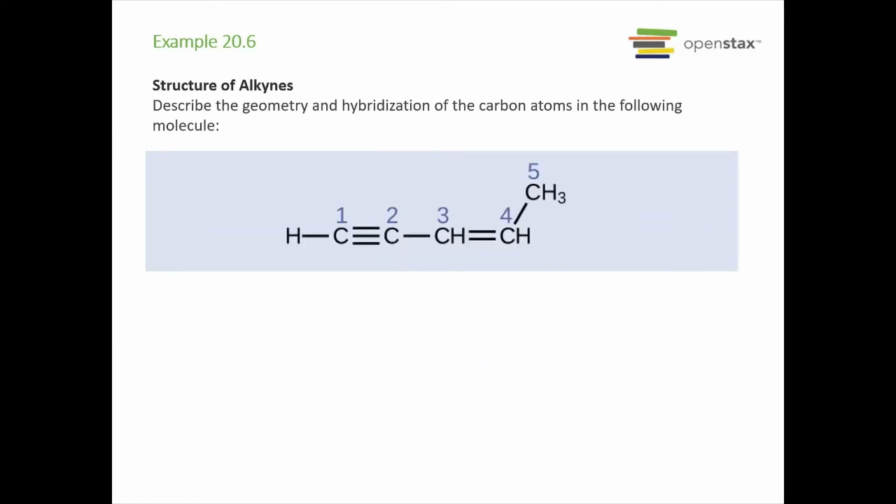So here's another example to look at. We want to identify geometry and hybridization. So carbon 1 has a triple bond and a single bond, so this has to be sp. Same goes for carbon 2. Carbon 3 now, notice it has a double bond and a single bond, so this is sp2. Same with carbon 4, and carbon 5 is our good old sp3 friend.